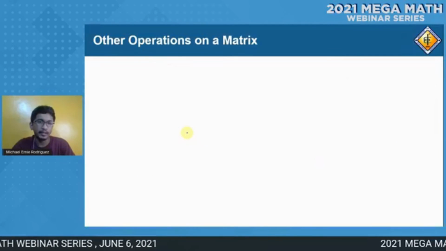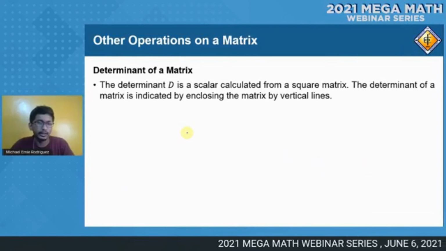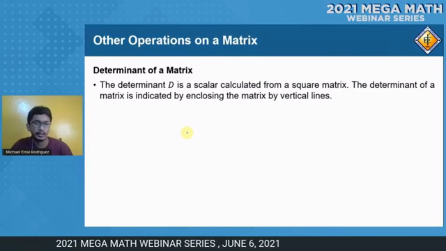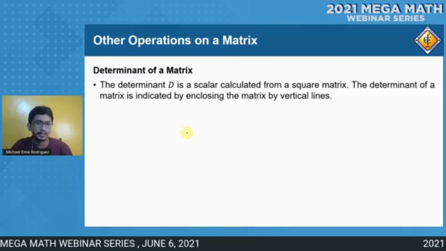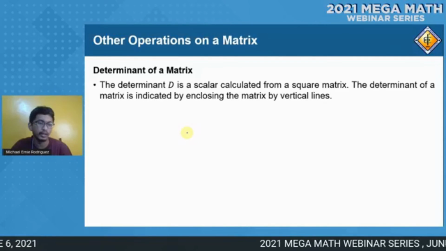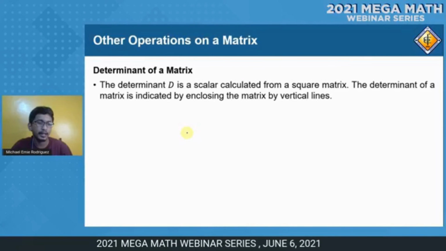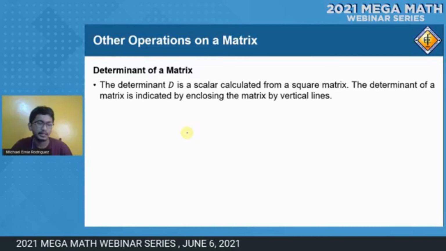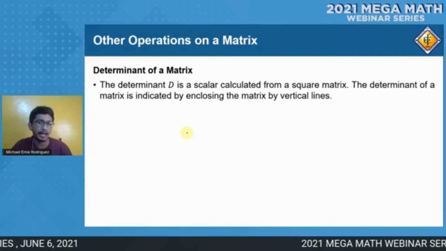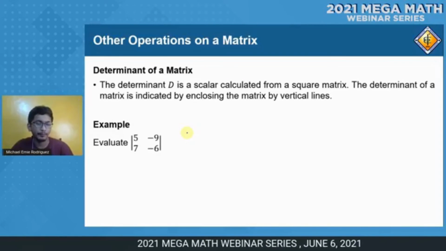Okay? Yeah. Determinant na tayo ng matrix. So, the determinant is a scalar calculated from a square matrix. The determinant of a matrix is indicated by enclosing the matrix by vertical lines. So, kung yung ating matrix ay naka-brackets or naka-parentheses, yung determinant, denoted siya or indicated siya by enclosing the matrix by vertical lines. Okay, so for example, ito.